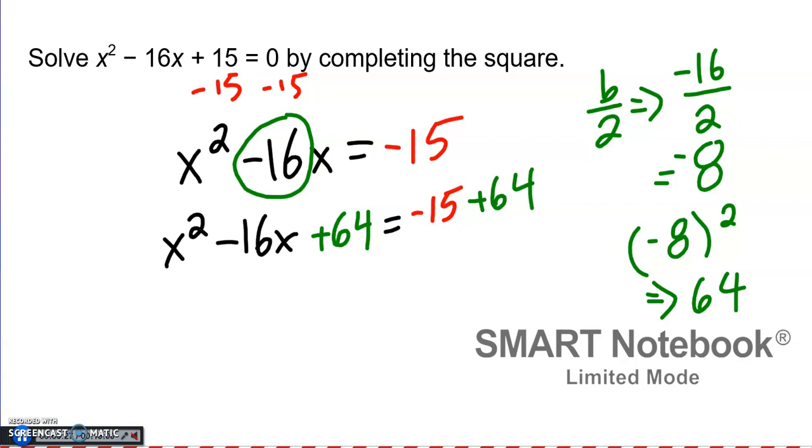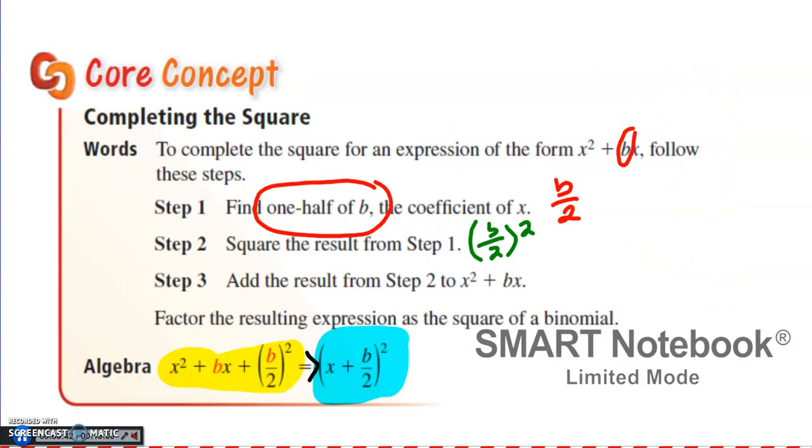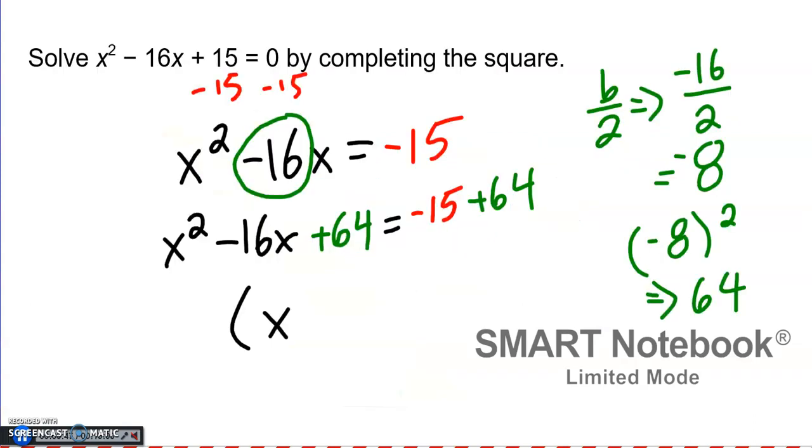So now we can simplify a little bit. X squared minus 16x plus 64 turns into x plus b over 2, right? Remember back to our notes here, it results in x plus b over 2, and that value squared. So b over 2 was negative 8, so it's going to be x minus 8 squared is now going to be equal to negative 15 plus 64, which is 49. And we simplify that down.